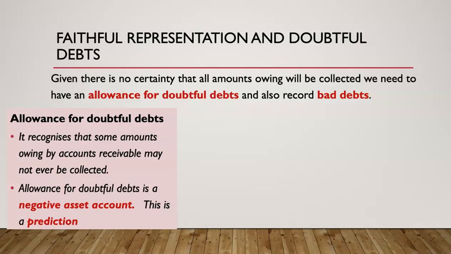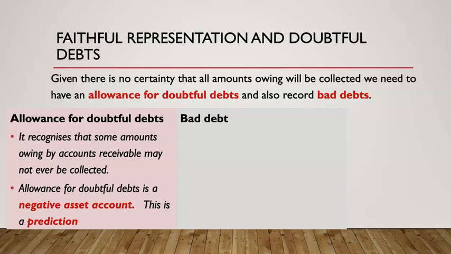An allowance for doubtful debts is hence a negative asset account. What I mean by that is we're going to recognise that some of our assets, accounts receivable, will not be collected, and hence we should reduce how much that asset is. How do we do this? Through allowance for doubtful debts, which is a negative asset account, so it reduces how much we are owed. Importantly, this is a prediction because we never 100% know how much will not be collected. Businesses get really good at predicting, but it's still a prediction.